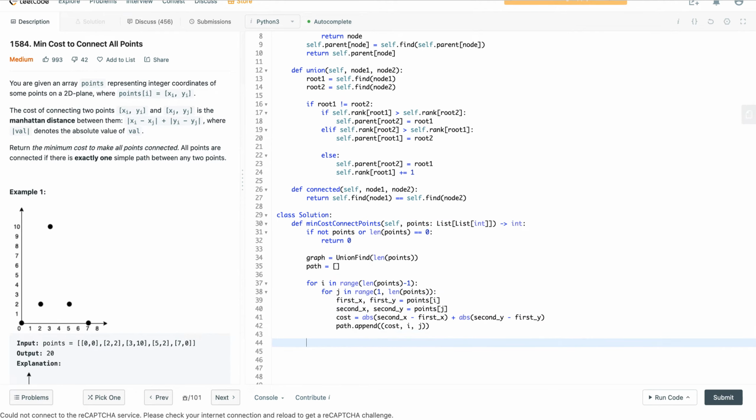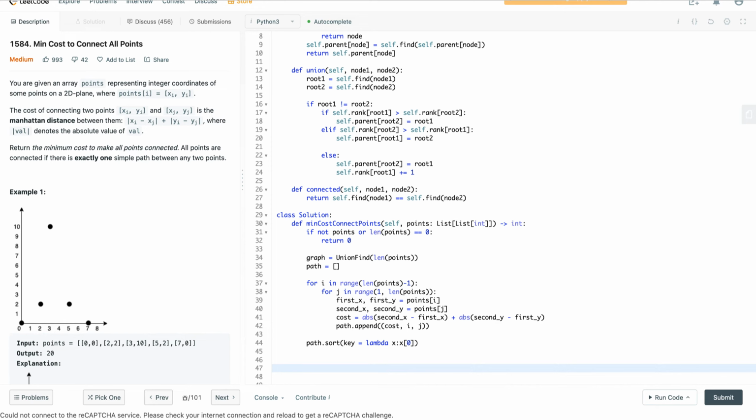And then after we're done with this, I need to sort the path. So now we have all the points and all the costs between them, stored in path, but we need to sort by the cost. So I can do path.sort with key equals lambda x: x[0], so we sort by the first element, meaning we sort the cost from minimal to max.